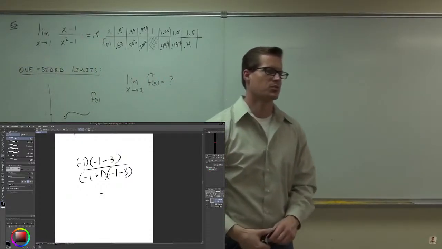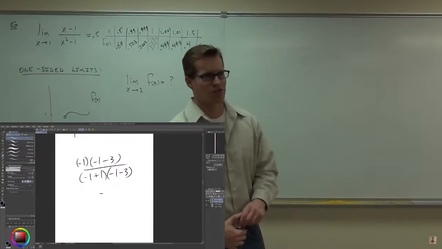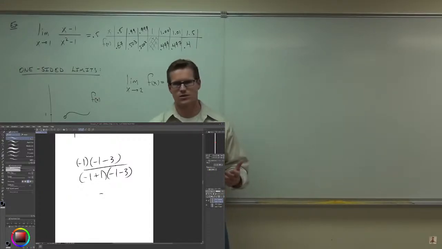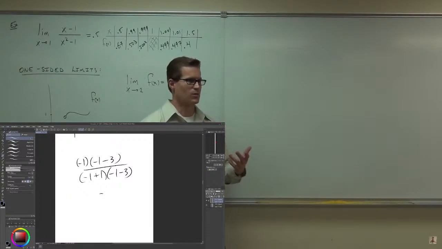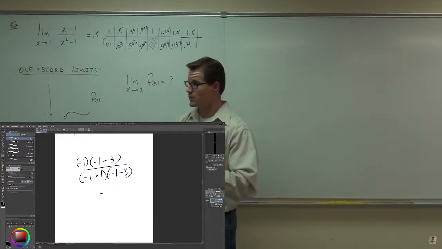Now, of course, this was a pretty mind-numbing task, right? Who wants to plug in 1.001 and do all this for a whole bunch of numbers? I don't want to do that either because it's boring. We're going to find some better ways to do these limits in the next section. For right now, though, I need you to understand what a limit is.